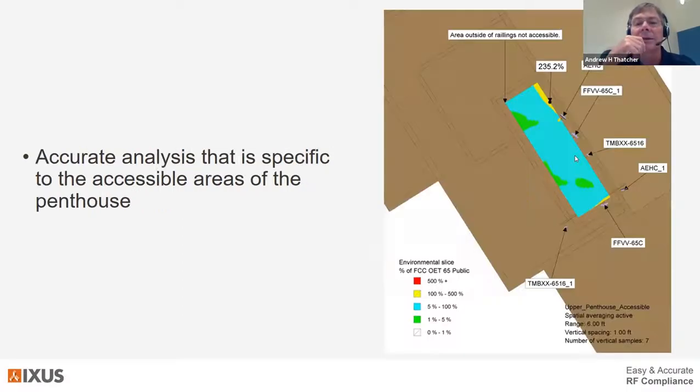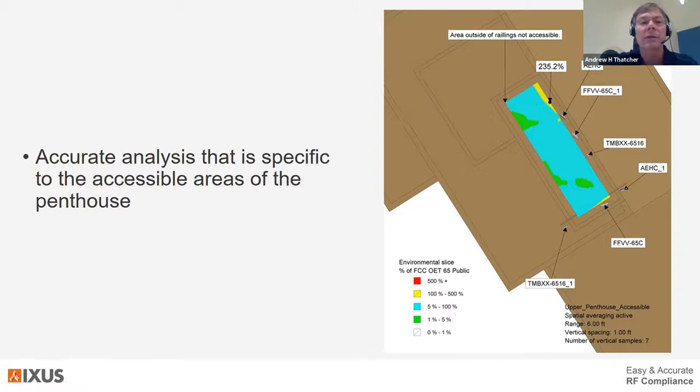Next slide. So by using this software, I'm able to model the environmental slice exactly inside of the fencing, the railing around this penthouse. And you can see none of the areas exceed the occupational exposure limit. You've got an area in the northwest corner where you're potentially several times above the general public exposure limit, but that's fine. We've got the notices, we can handle that.